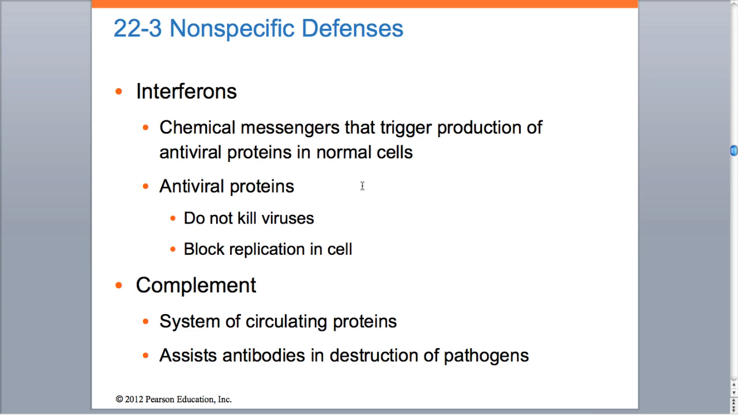So that's what interferon is. This is a chemical message saying I'm infected with a virus. Other normal cells, be aware that I've got a virus in me, and be aware that maybe you can boost up your own immune system somehow.